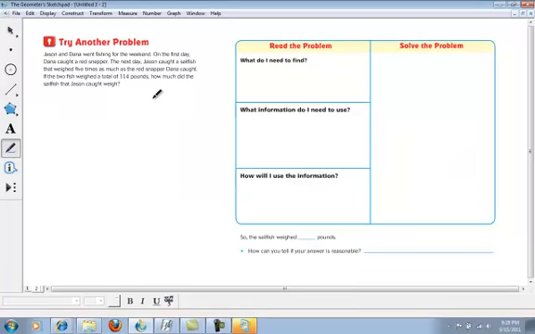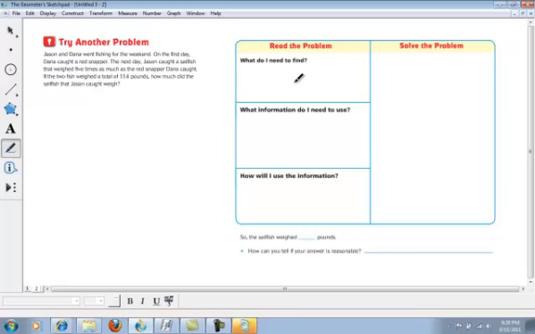Let's try one on our own. Jason and Dana went fishing for the weekend. On the first day, Dana caught a red snapper. The next day, Jason caught a sailfish that weighed 5 times as much as the red snapper Dana caught. If the 2 fish weighed a total of 114 pounds, how much did the sailfish that Jason caught weigh?